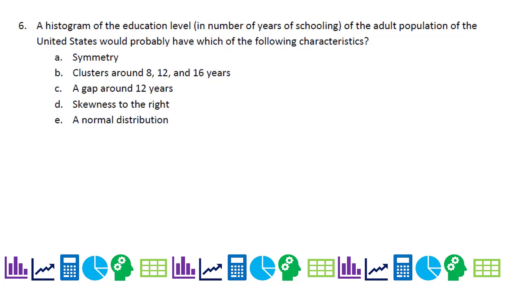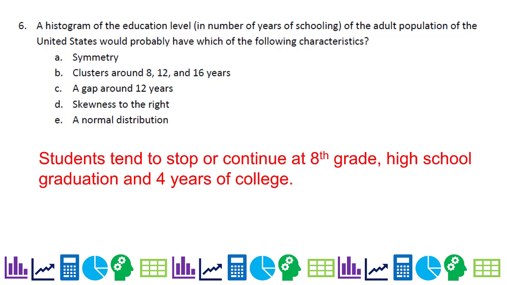Number 6. A histogram of education level and numbers of years of schooling of the adult population of the United States would probably have which of the following? Well, usually students tend to stop or continue at 8th grade, high school graduation, and 4 years of college. So you'd probably see clusters at 8, 12, and 16.